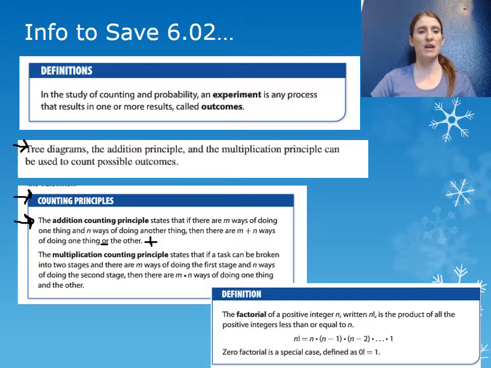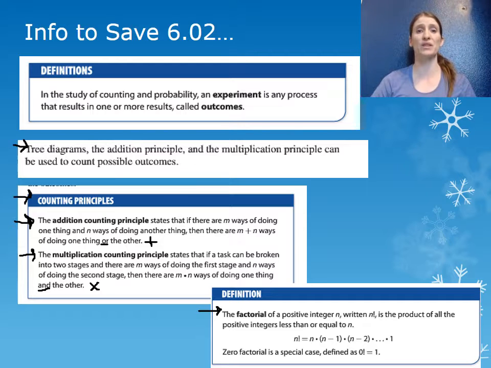Multiplication counting principle is when you multiply them, and this is when you see the word and. So it's this and this happening. So flipping a coin and rolling a dice. So your possibilities are multiplied together instead of added. So this is multiplication. All right, and then the final definition down here for 6.02 is a factorial.